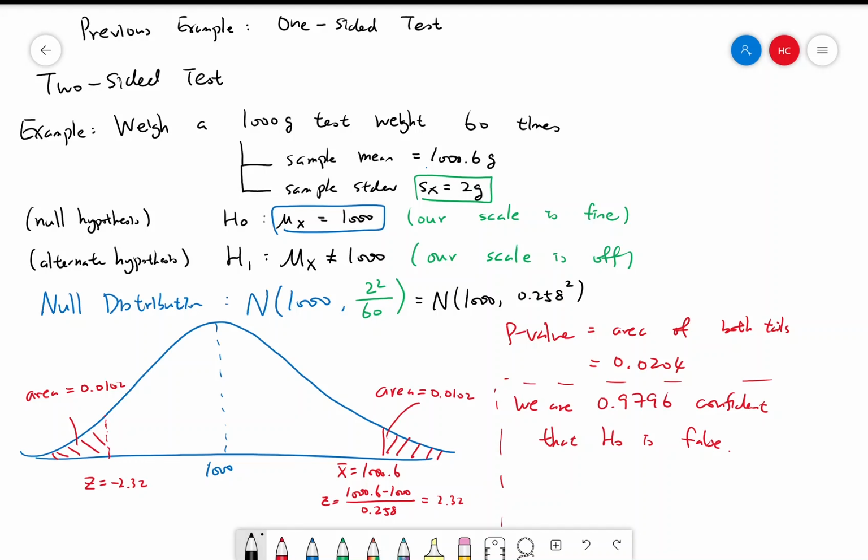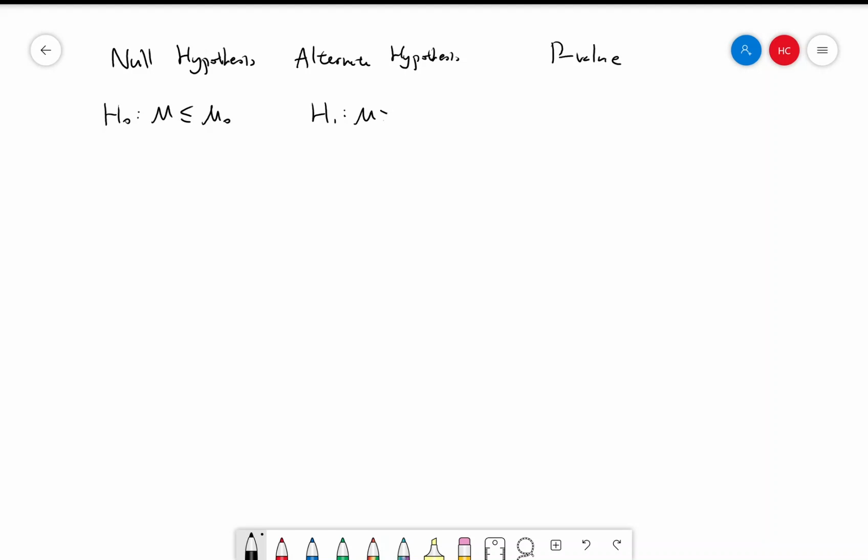Okay, so in general, there are three kinds of hypothesis tests. So null hypothesis, alternate hypothesis, and the p-value. So there's the one we just had. The null hypothesis is the population mean is less than or equal to a certain value, and the alternate one is the opposite, mu greater than mu 0. And the p-value is the area of the right tail.